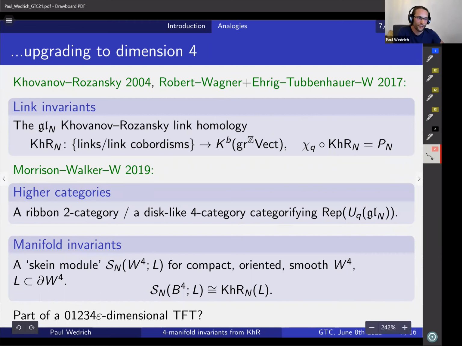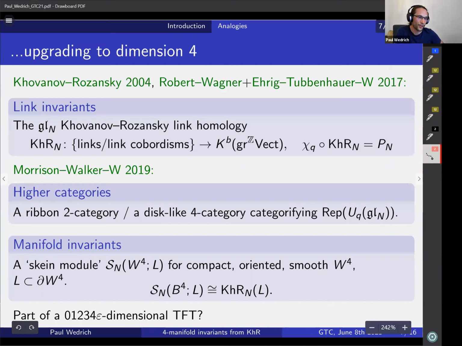The input will be again associated to GLN, namely the GLN Khovanov-Rozansky homologies. For me, these things are functors from categories of links in R3 or S3, and link cobordisms between them, to the bounded homotopy category of chain complexes of graded vector spaces. In particular, for a link, this functor assigns a chain complex of graded vector spaces. And if you take its graded Euler characteristic, denoted KhQ here, you recover this polynomial Pn. Okay. If you set n equal to 2, you recover something that's isomorphic to the original Khovanov homology.